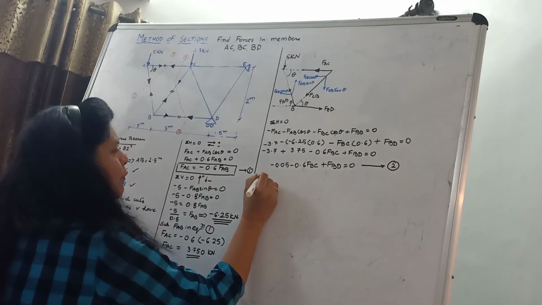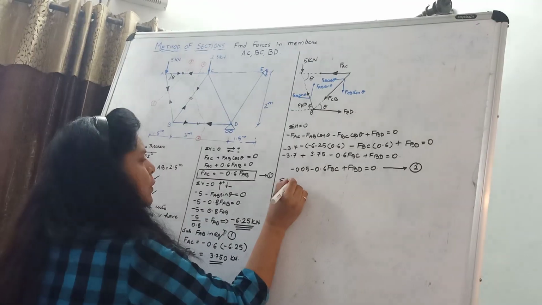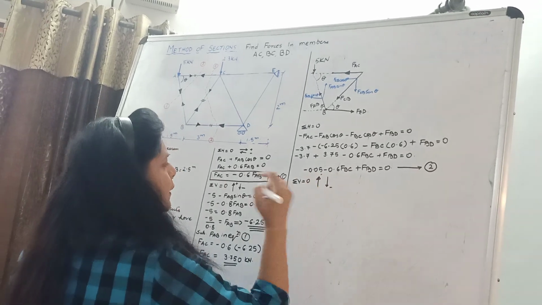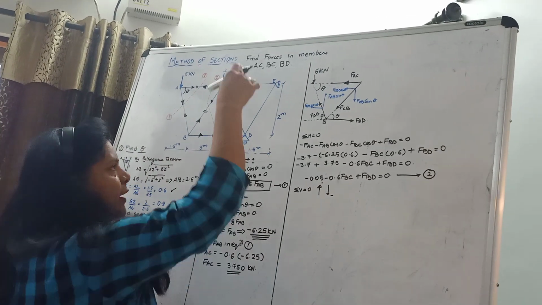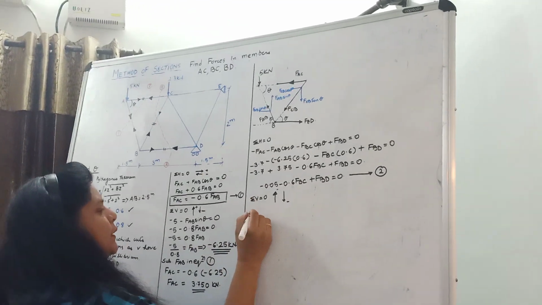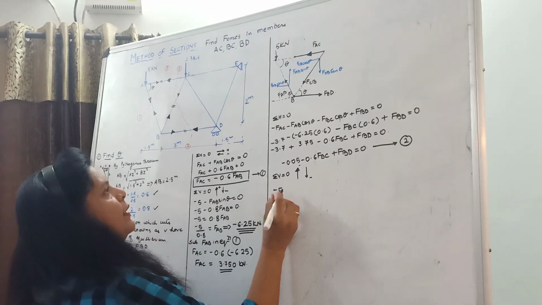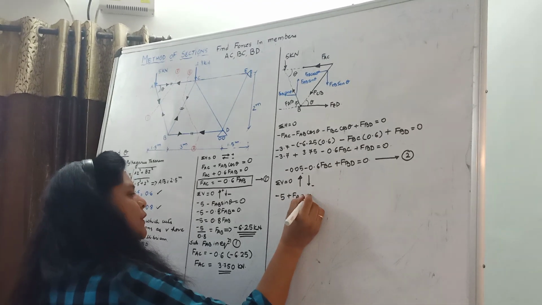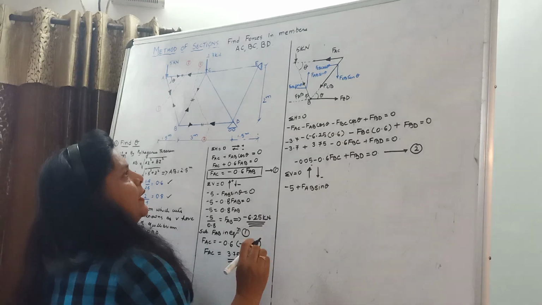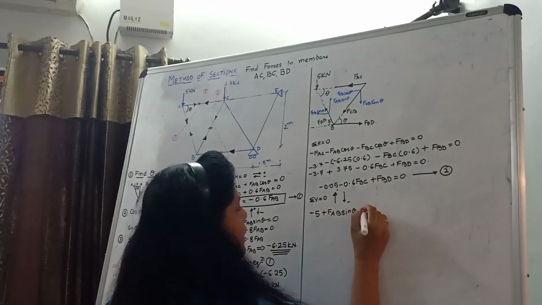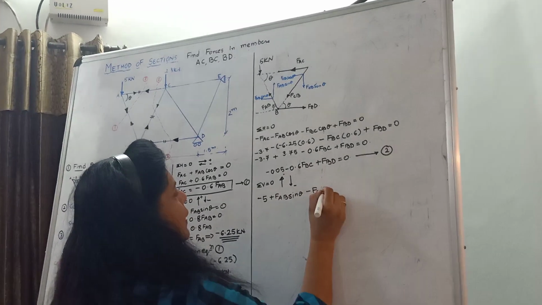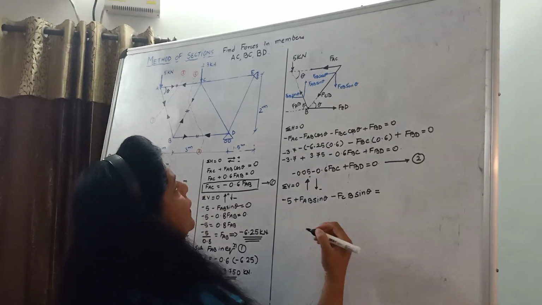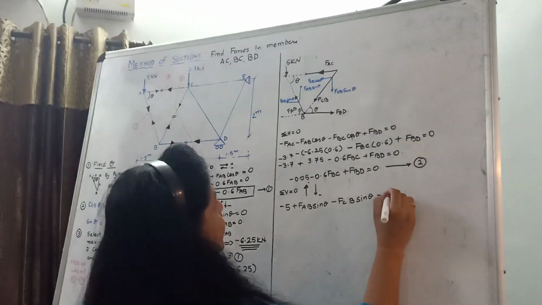Okay. Now we apply sigma V is equal to 0. So upward positive, downward negative. So 5 is coming in the downward direction. So minus 5. FAB sin theta in the upward direction positive. Then FCB sin theta in the downward direction negative. Pulkit, can you bring the calculator? That is equal to 0.